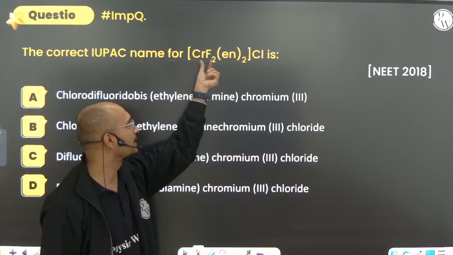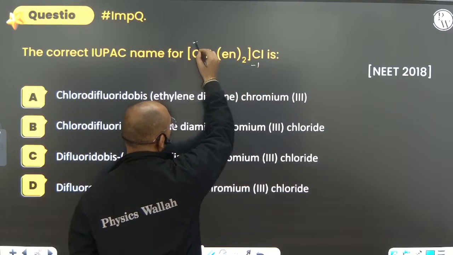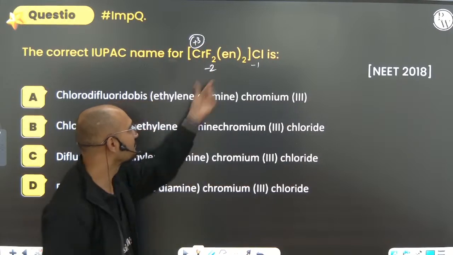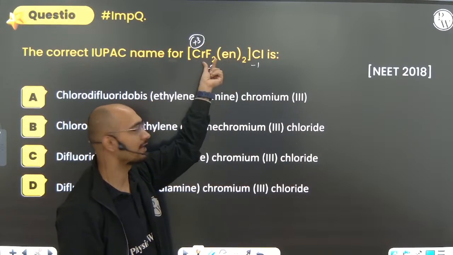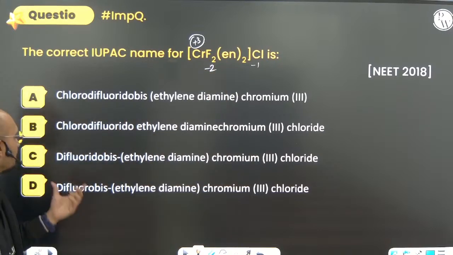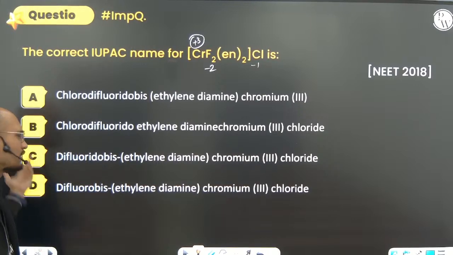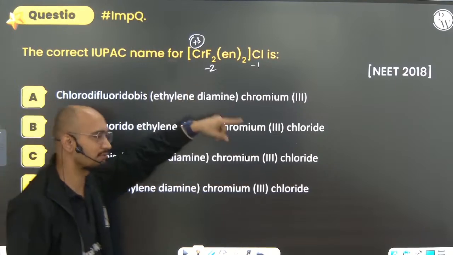Next, the correct IUPAC name for [CrF2(en)2]Cl. Can you see chromium here? Overall, how much of the negative is there? Here -2. Here it is -1. So overall chromium will have +3. What we can say? Ethylene diamine, E comes first or F comes first? E. So can you see bis ethylene diamine and difluoro. Here bis is not given, no issues. You can go. Means it is going with the old notation.